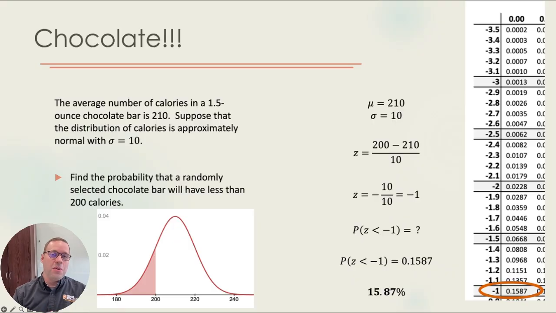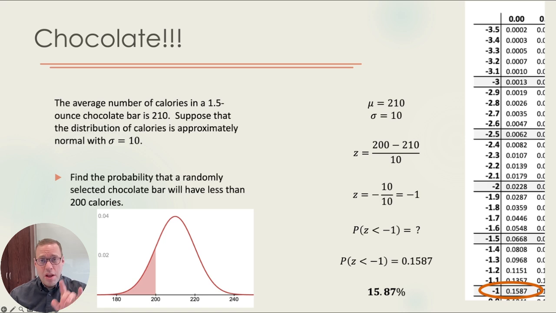And there's the answer to the question. If we have 1.5-ounce chocolate bars having an average calorie count of 210 calories with a standard deviation of 10 calories, the probability of randomly selecting a chocolate bar that has fewer than 200 calories is only 15.87%. So there you go.